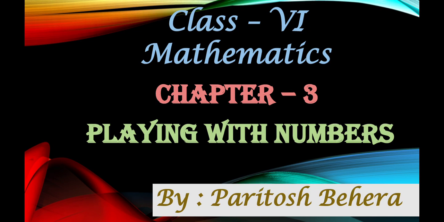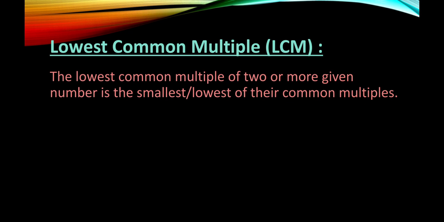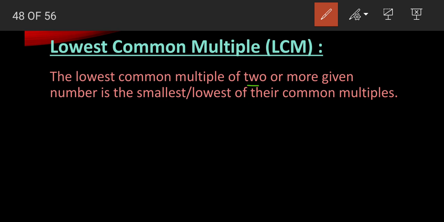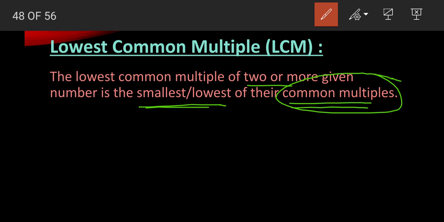Hello everyone. Today we are going to discuss the lowest common multiple, that is LCM. The lowest common multiple of two or more given numbers is the smallest of their common multiples. To find the LCM, first we have to find the common multiples and select the smallest from those. The first common multiple of two or more numbers is the LCM.